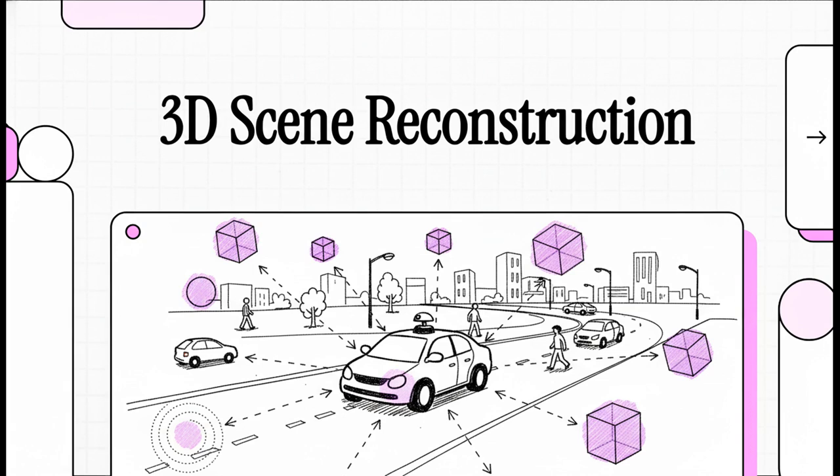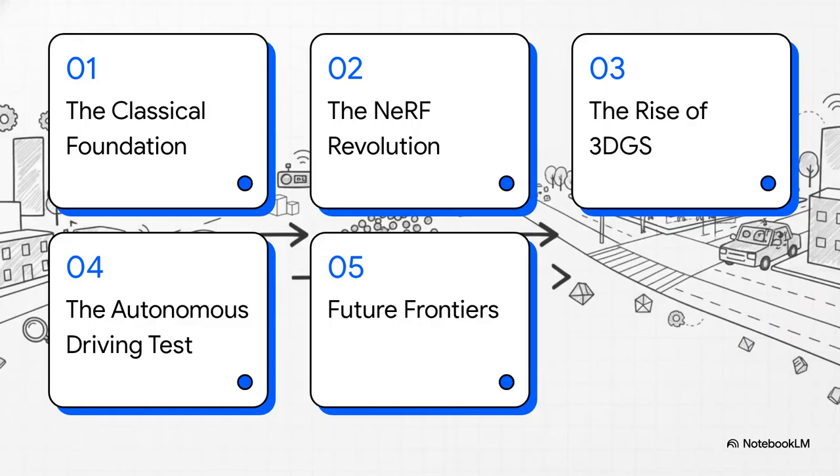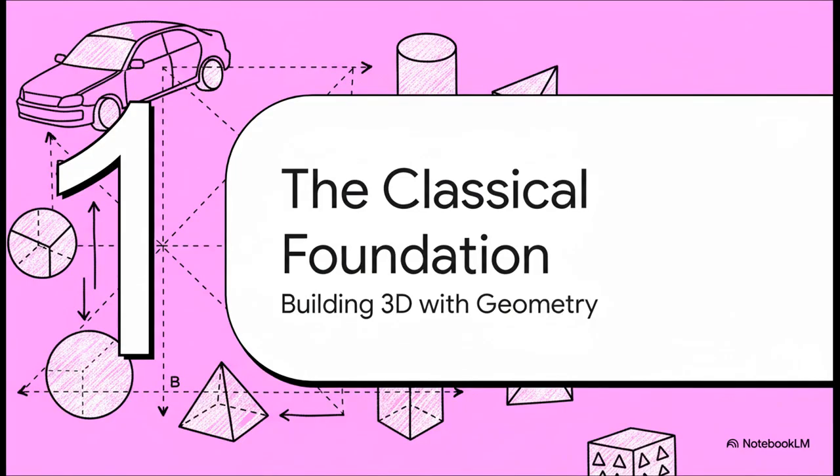So today, we're going to dive deep and break down the incredible evolution of the tech that's making it all happen. All right, so here's the game plan. We'll kick things off with the old-school geometric methods, the foundation. Then we'll jump into the absolute revolution that was NeRF. After that, we'll see how 3D Gaussian splatting came along and basically unlocked real-time performance. And finally, we'll put all this amazing tech to the ultimate test, autonomous driving, before we peek into the future. So let's rewind a bit.